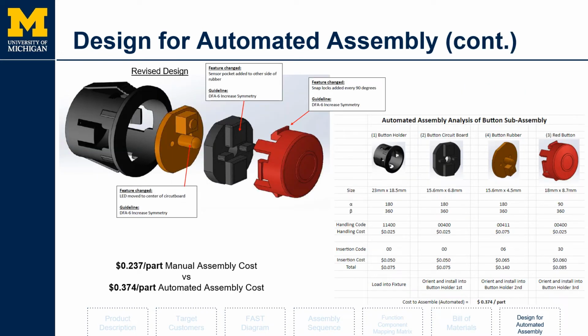This slide shows how our button subassembly has been improved for automated assembly. On the left-hand side, you can see the circuit board. It has been redesigned with the LED now in the center. The button rubber now has button pads on the top and bottom, and the red button has clips that allow it to be installed in any direction. The right-hand side is the automated analysis for assembly that also includes cost to assemble.